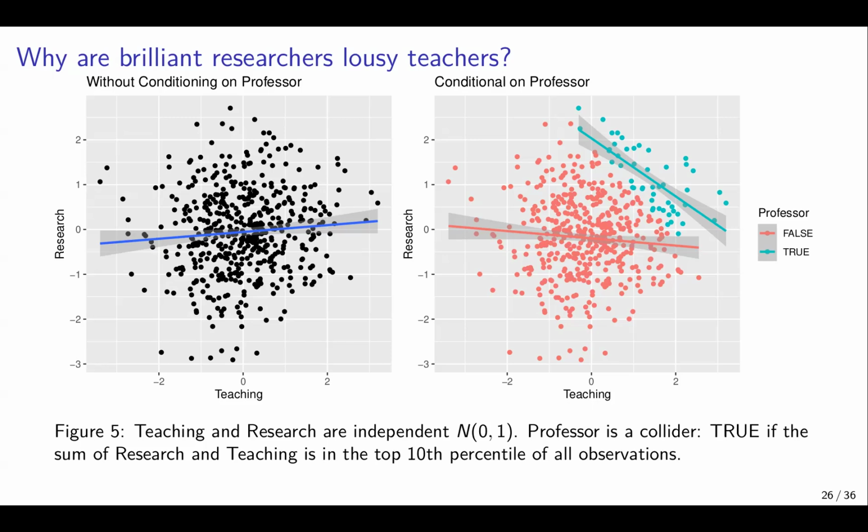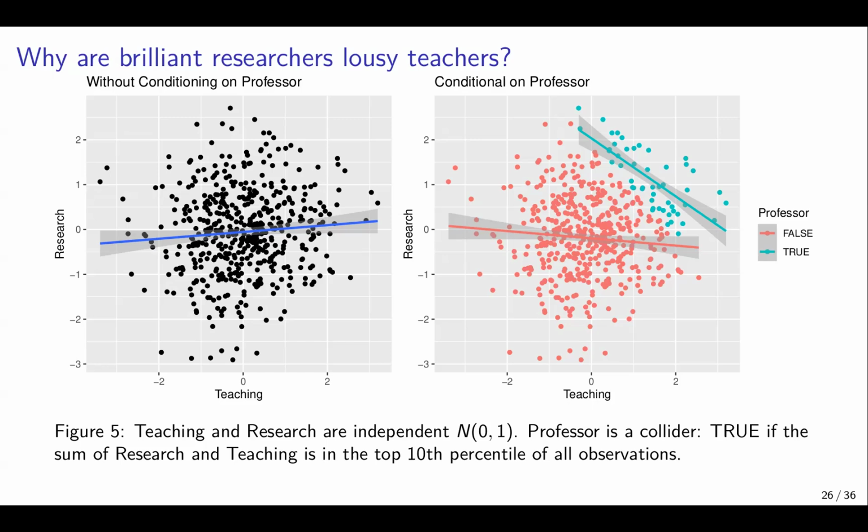You do need to have a certain level of quality in both, but let's imagine that they can kind of trade off against each other at least somewhat, which I think is quite plausible. So what I'm going to do now is imagine that you become a professor if the sum of your research and teaching scores is in the top 10th percentile of the sum of research and teaching scores for everybody in the population.